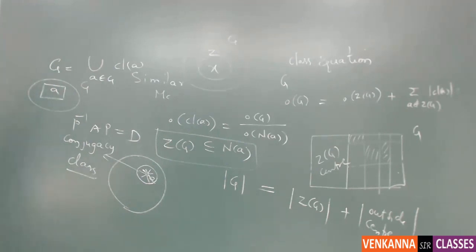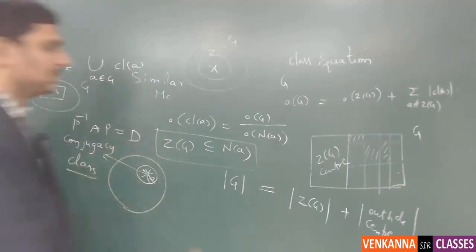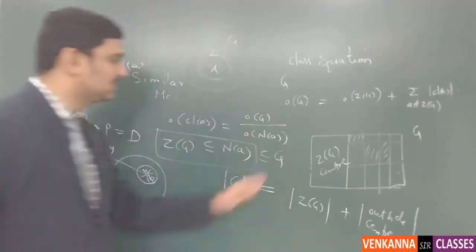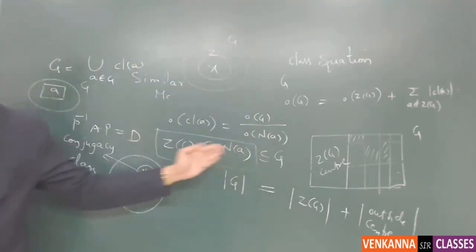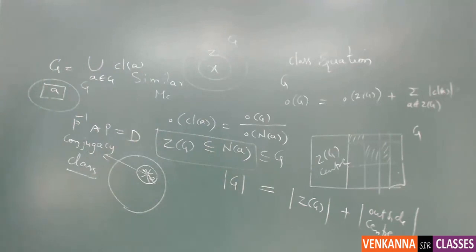So the center is nothing but the elements which satisfy the commutative property with the whole group. Normalizer means the commutative property only with one element. So this is the smallest one, that is the larger one. Clear? And the normalizer is a subset of G. This is the hierarchy if you want to know.